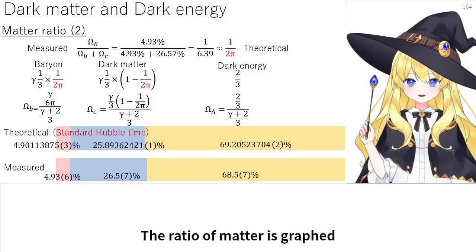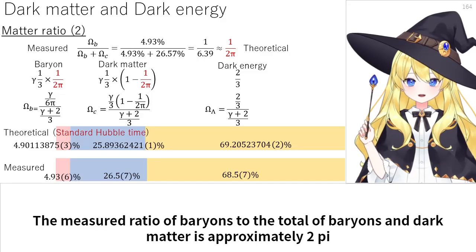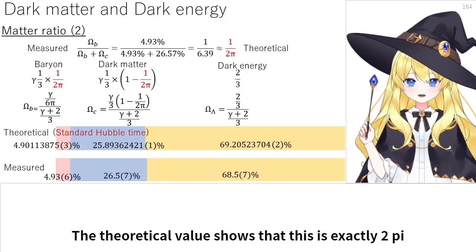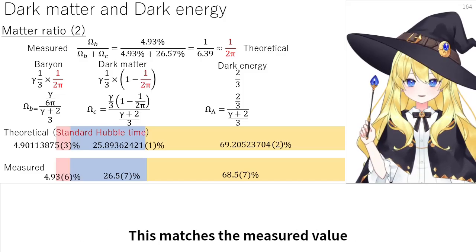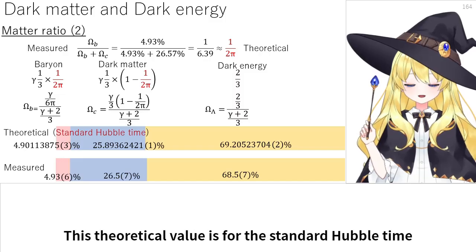The ratio of matter is graphed. The measured ratio of baryons to the total of baryons and dark matter is approximately 2 pi. The theoretical value shows that this is exactly 2 pi. This matches the measured value. This theoretical value is for the standard Hubble time.